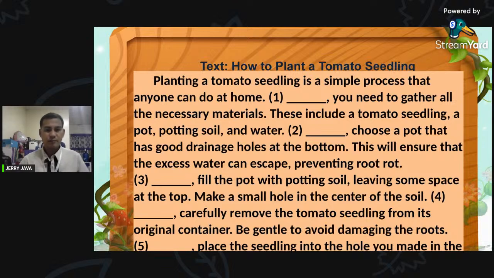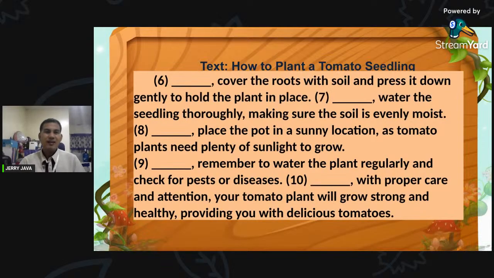Four, carefully remove the tomato seedling from its original container. Be gentle to avoid damaging the roots. Five, place the seedling into the hole you made in blank. Cover the roots with soil and press it down gently to hold the plant in place. Seven, water the seedling thoroughly, making sure the soil is evenly moist. Eight, place the pot in a sunny location as tomato plants need plenty of sunlight to grow. Nine, remember to water the plant regularly and check for pests or diseases. Ten, with proper care and attention, your tomato plant will grow strong and healthy, providing you with delicious tomatoes.